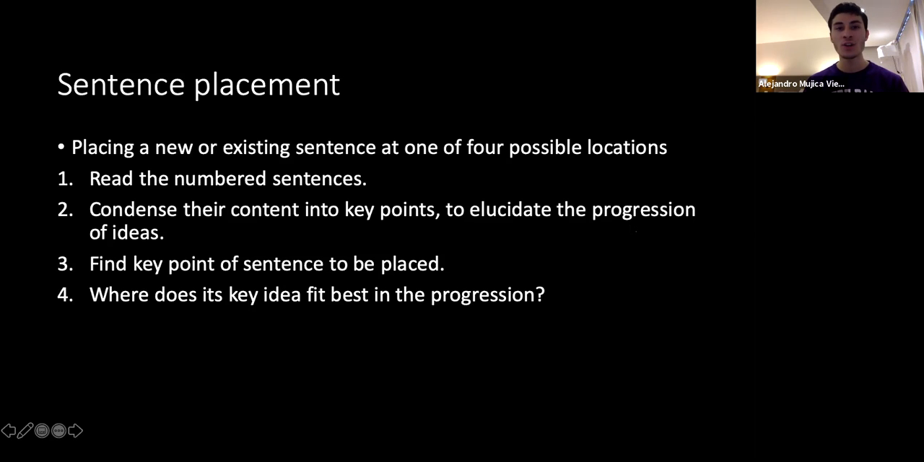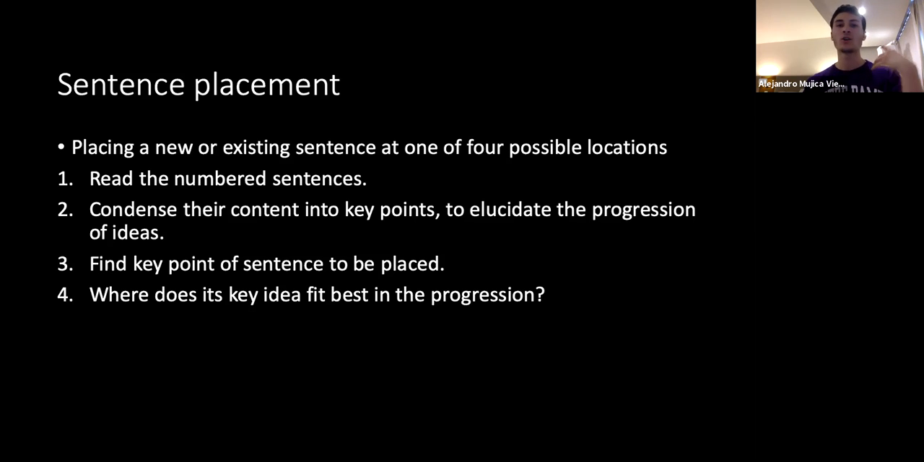It's much easier if you do this key idea thing, because one of the most significant hurdles that you have when doing this exercise is that our short-term memory does not retain information for very long. It's like 30 seconds or something. So if we have a lot of sentences and the paragraph is long, we might forget what was in the beginning in the first place. And we won't be able to remember what that sentence we're supposed to place was.